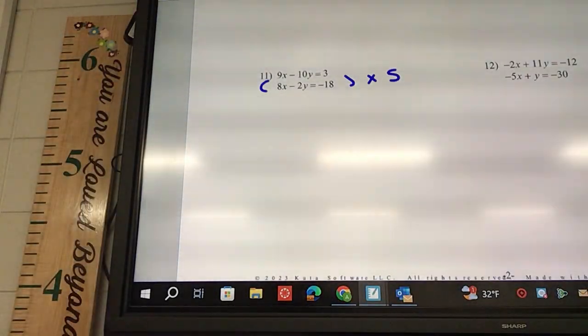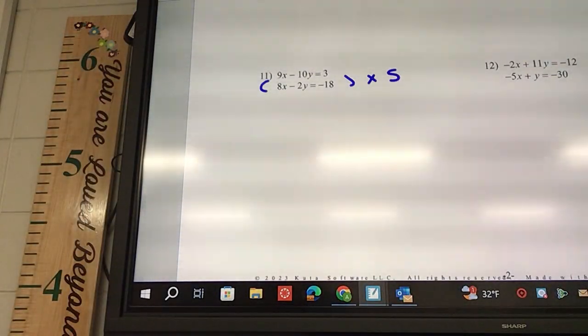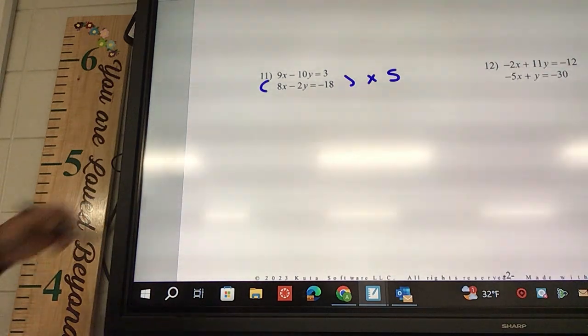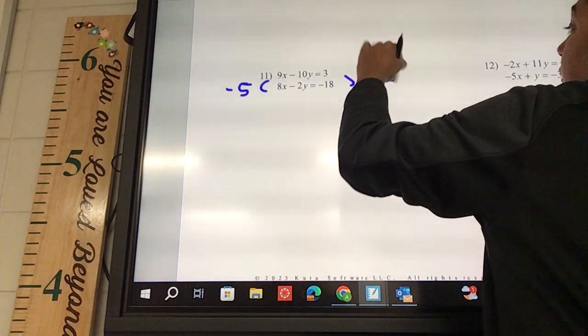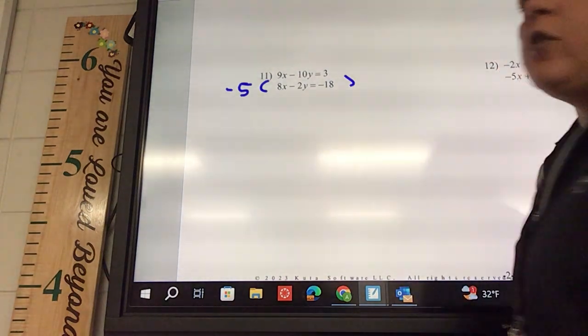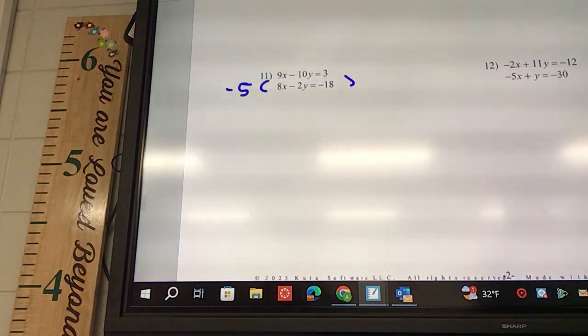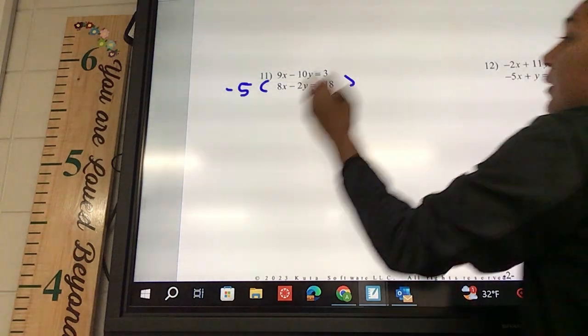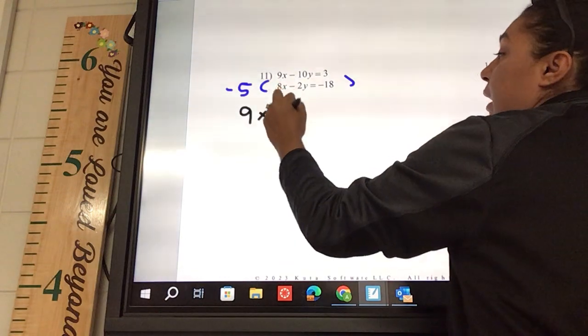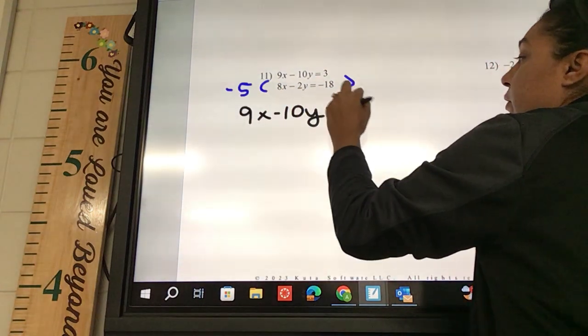Okay, are the signs for the y's the same or different? They're the same, so you need a negative on the outside. I don't know why I wrote my 5 over there. I mean, it doesn't really matter, but it's bugging me. Okay, equation 1, are we changing anything? No. So we're going to write down equation 1. 9x minus 10y equals 3.